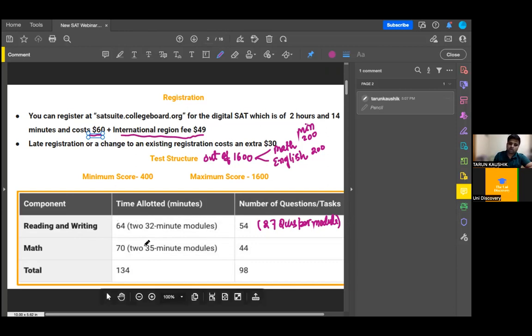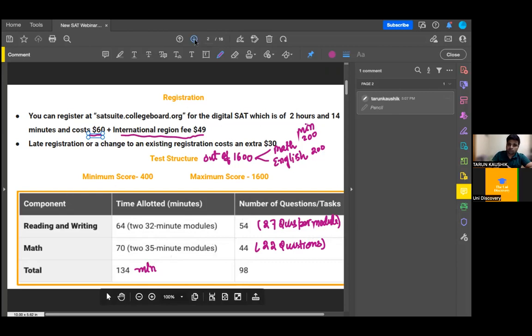Similarly, if we talk about the math section, that will have 22 questions per module, and in totality, there will be 44 questions which you have to do in 70 minutes. So if we talk about the average time per question, that is slightly greater in the maths part in comparison to English. If we talk about the total number of questions that you're going to see in your SAT, those are 98. And the total duration of the test is 134 minutes, or you can say 2 hours 14 minutes.